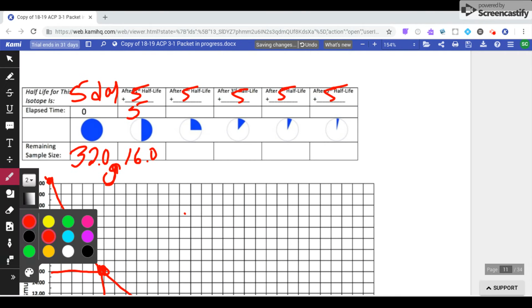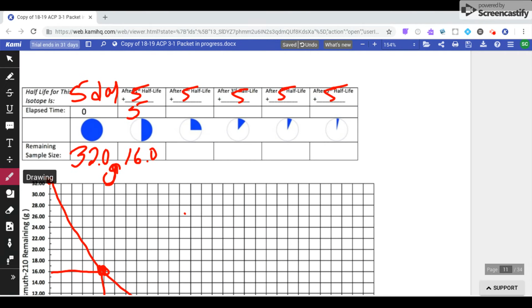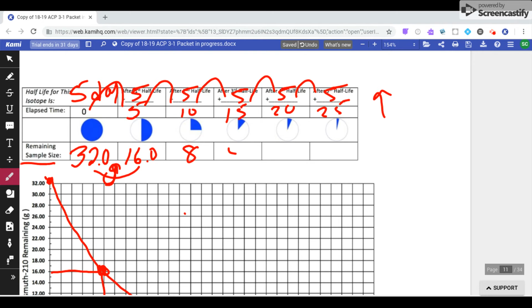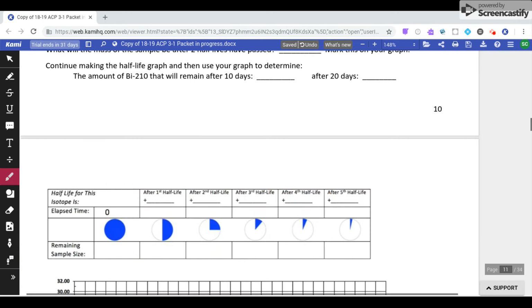All right, so if we're filling out this chart here, remember we can go up to figure out your elapsed time, up by 5, 5 plus another 5, we're on the 10th day, plus another 5, 15, plus another 5, 20, another 5, 25. Remember, your elapsed time always goes up. If your elapsed time is going down, you have problems. That means you're going backwards in time. The amount goes down. So 32 gets cut in half to 16, to 8, to 4, to 2, to 1.